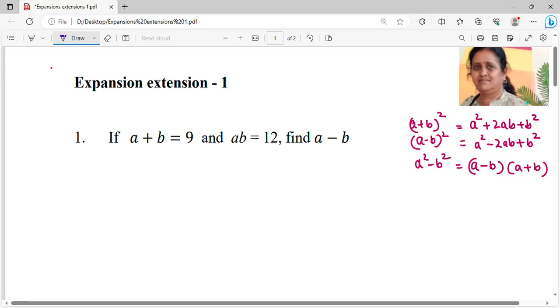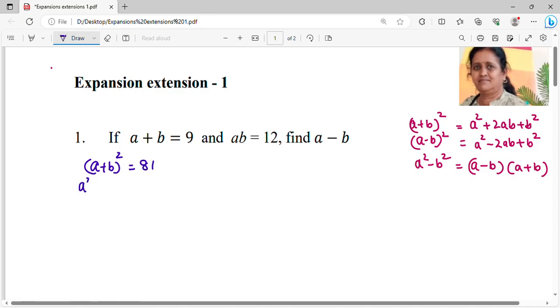If you look at this, a plus b is 9 and ab is 12. You need to find out what is a minus b. So basically, if I had to use my identity a minus b the whole square, I would get a squared plus b squared. So I need to know first what is a plus b the whole square. First I will do that, which is 9 squared, which is 81.